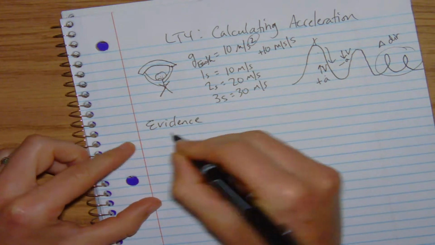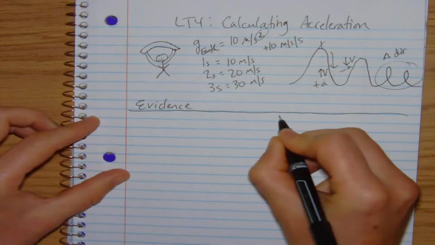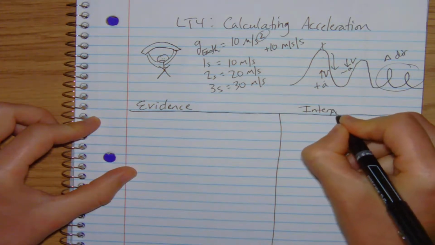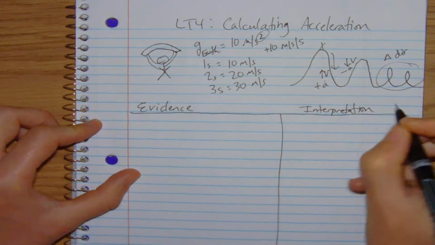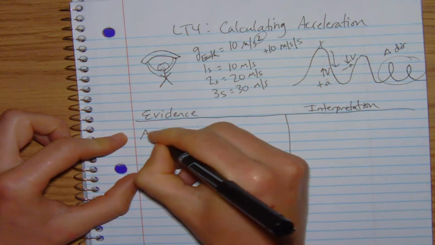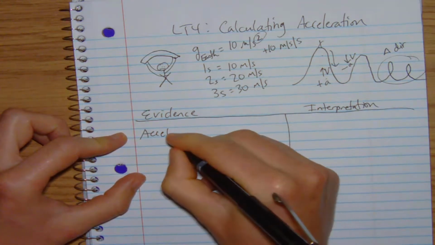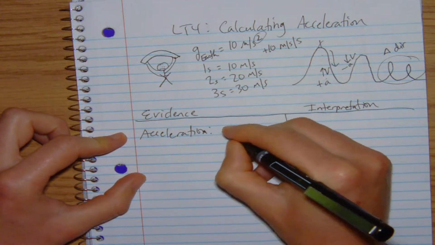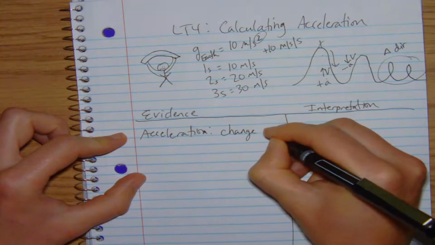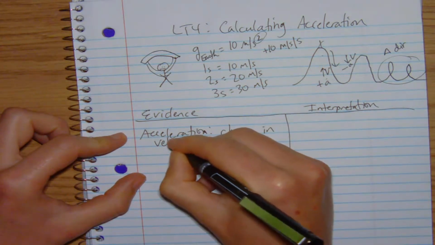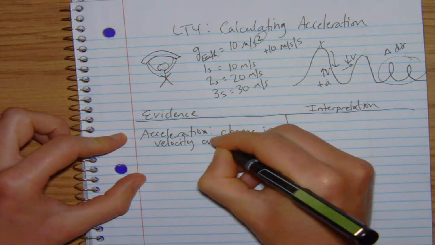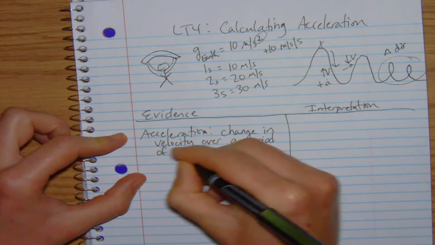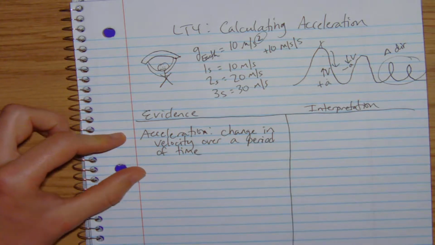All right, evidence interpretation. Thinking back to LT1, that vocab target, we had just a straightforward definition of acceleration. It is a change in velocity over a period of time. Okay, a change in velocity over a period of time.